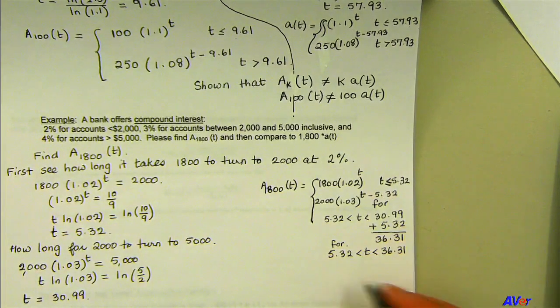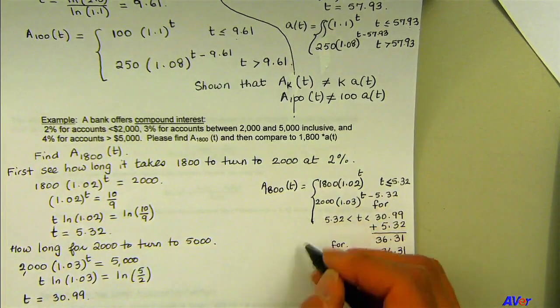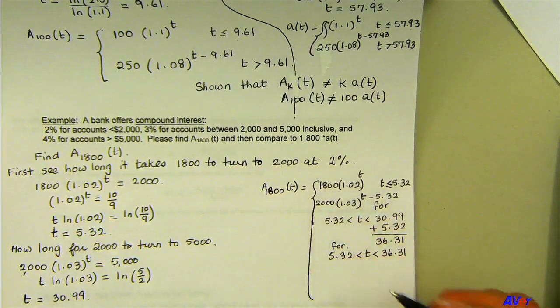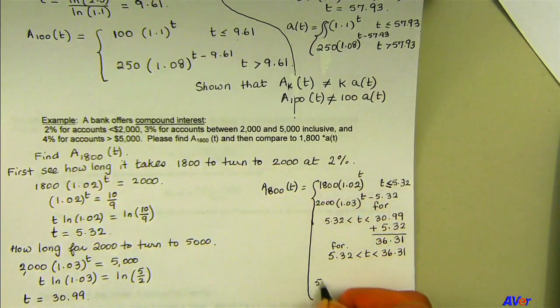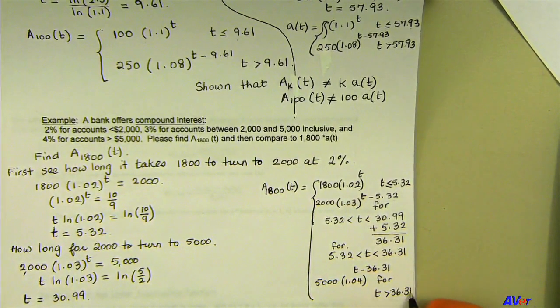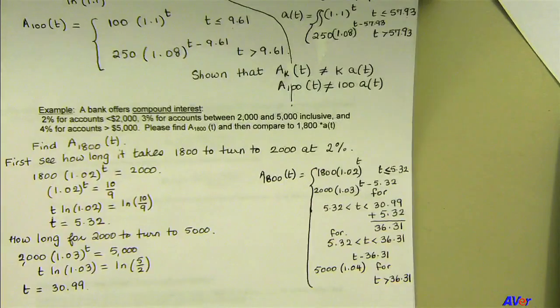Is there a third tier to this function? Okay, and what might that be? 5,000 times 1.04^(t - 36.31). Very nice. 4. t is greater than 36.31. Excellent. Are you with me?